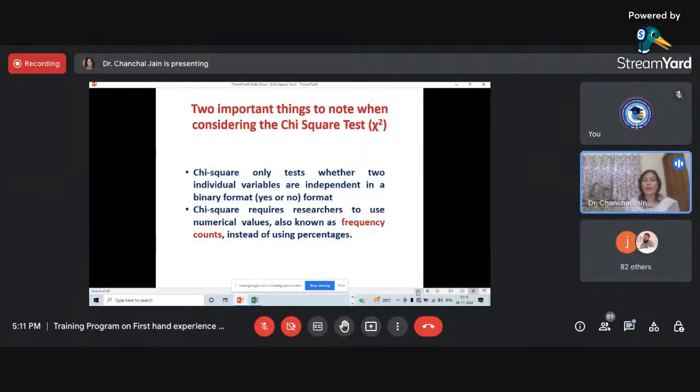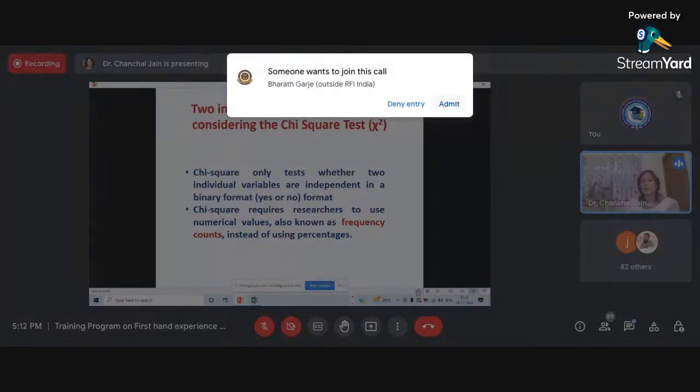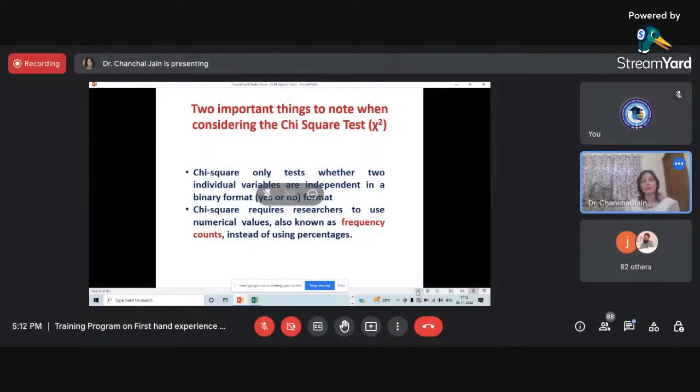Then chi-square requires researchers to use numerical values, also known as frequency counts, instead of percentages. It means if we have data in the frequency form or in the numerical values form, in that case we will go for the chi-square test. But suppose we have data in the percentage form, in that case chi-square is not the appropriate test to apply. So these two things again we need to keep in our mind while going for the chi-square test.